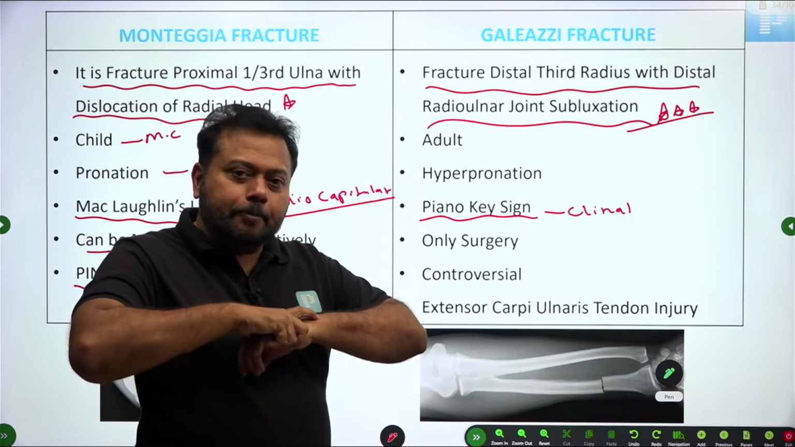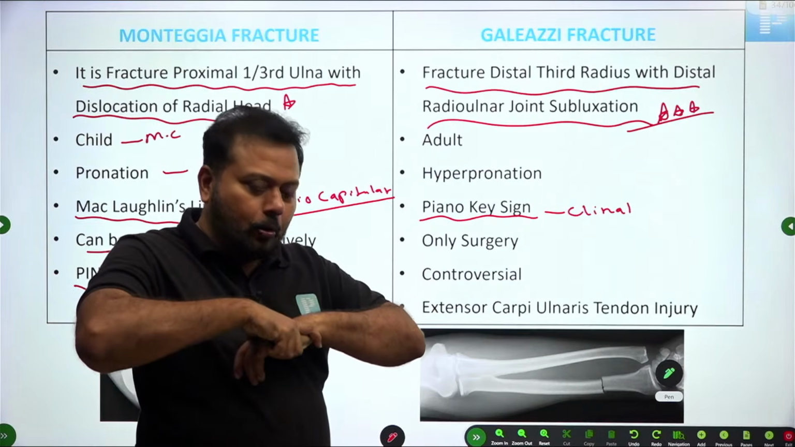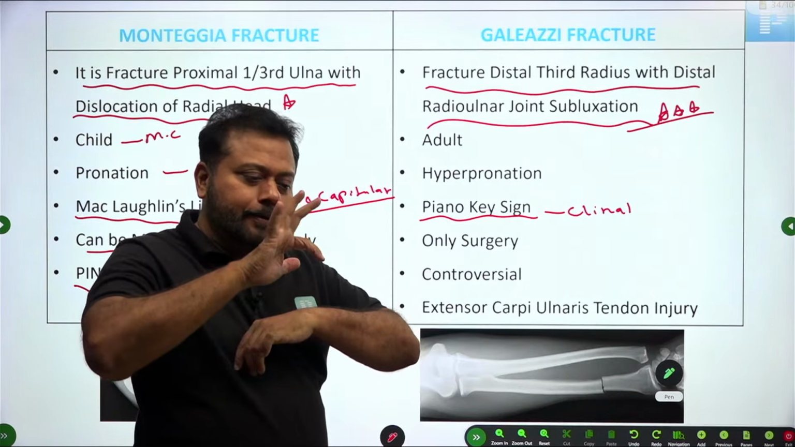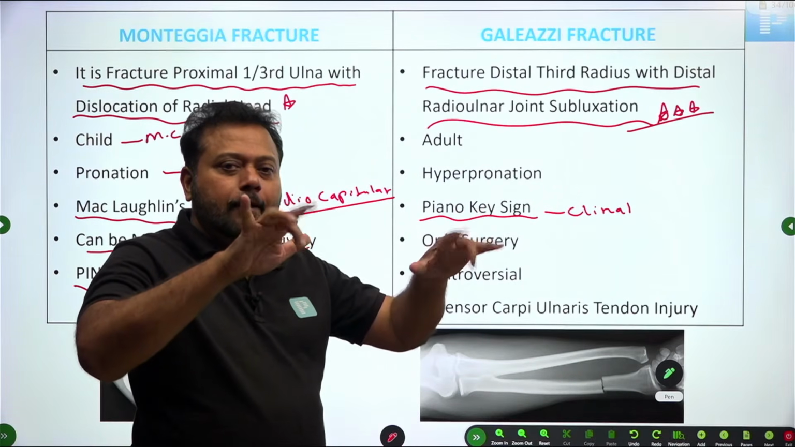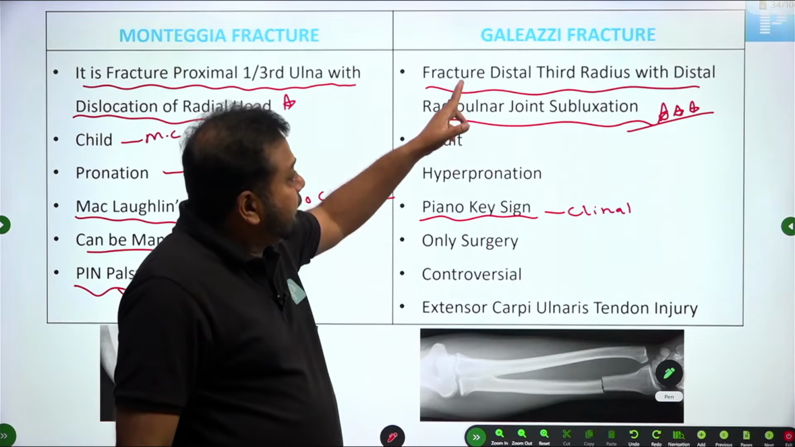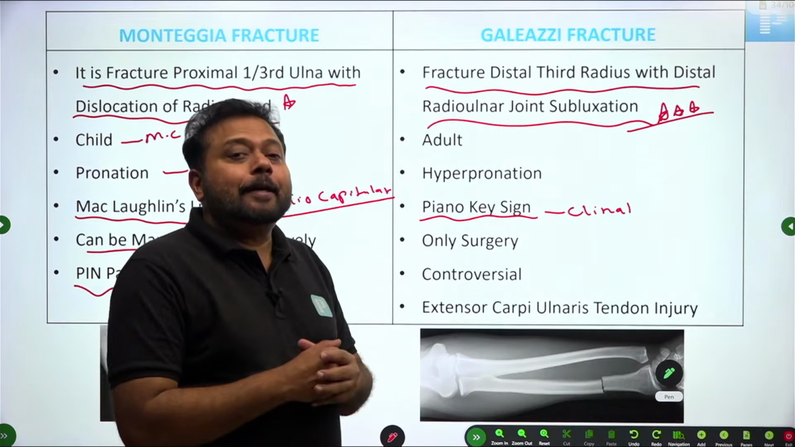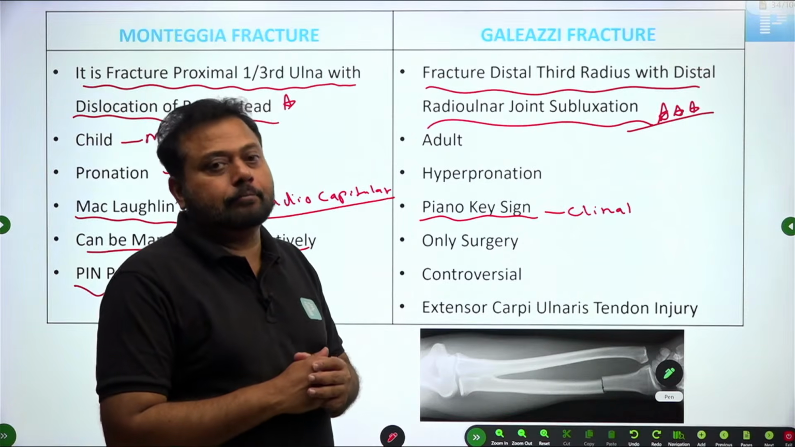So you just palpate the distal end of the ulna. The ulna will go down when you press. When you release, it will come up. When you press, it will go down. When you release, it will come up. Like a piano key, keyboard key. So that is called piano key sign. And this Galeazzi fracture is otherwise called fracture of necessity.